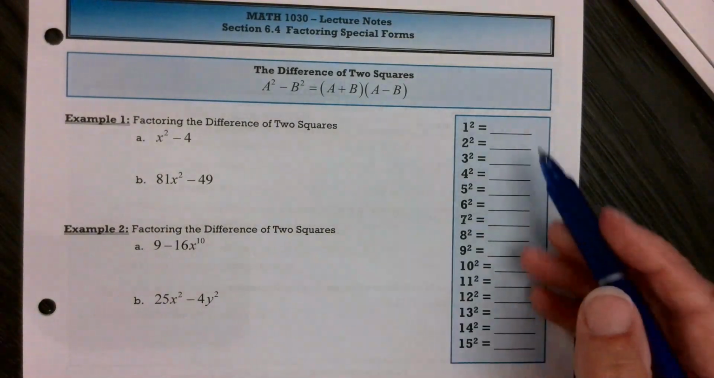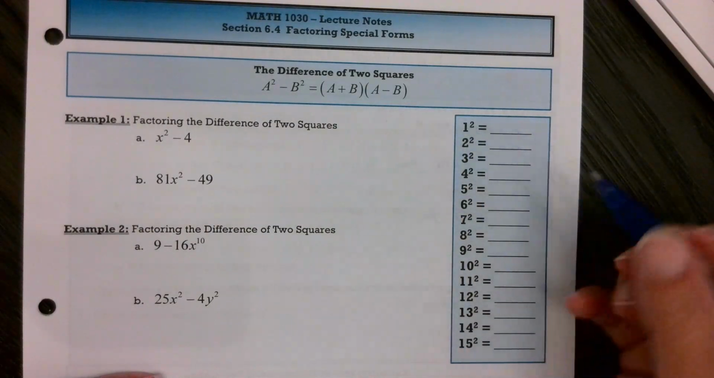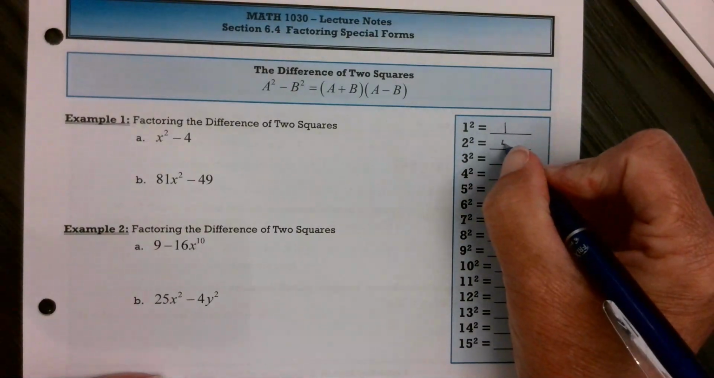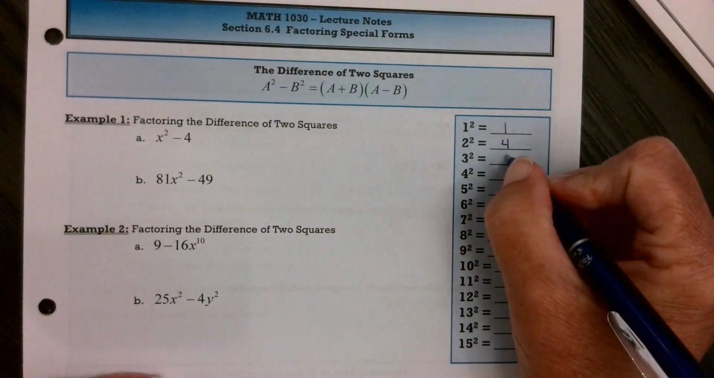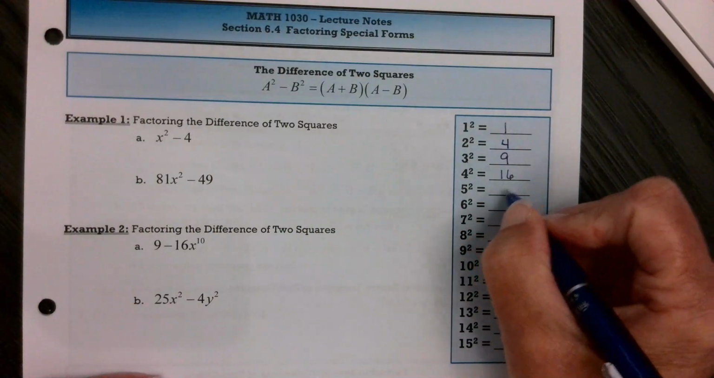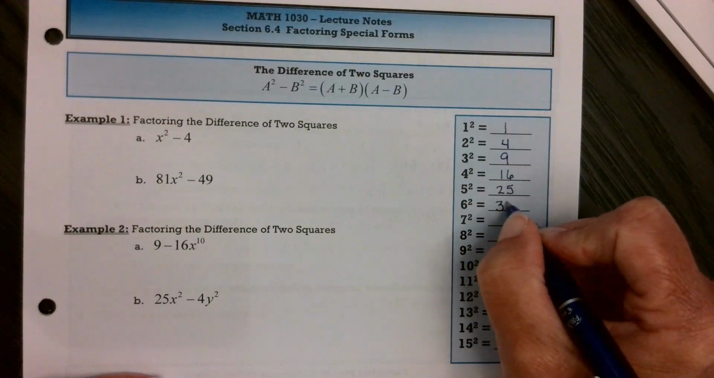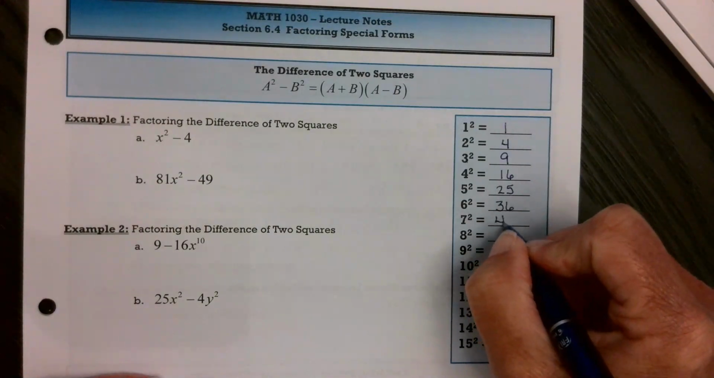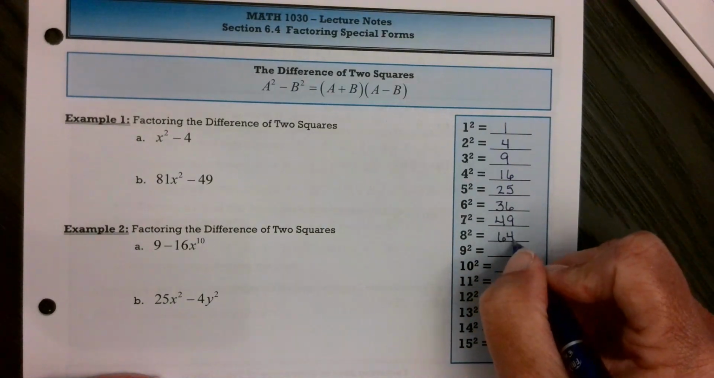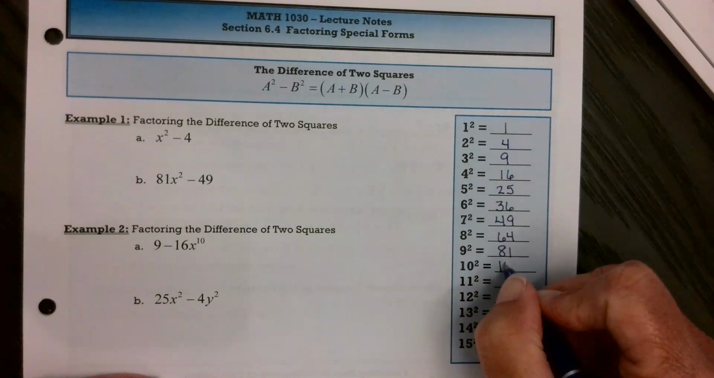The first thing we're going to talk about is our squares. 1 squared is 1 times 1, which is 1. 2 squared is 2 times 2, which is 4. 3 squared is 3 times 3, which is 9. 4 squared is 16. 5 squared is 25. 6 squared is 36. 7 squared is 49. 8 squared is 64. 9 squared is 81. And 10 squared is 100.